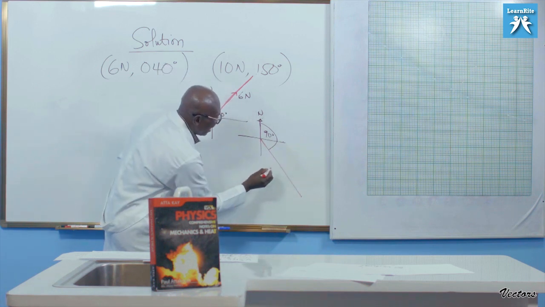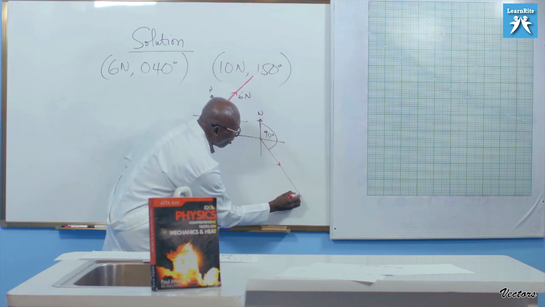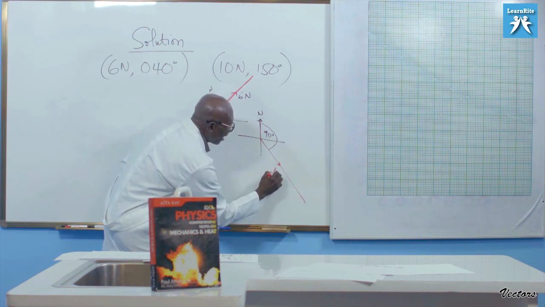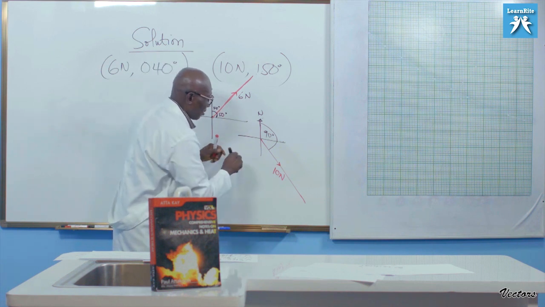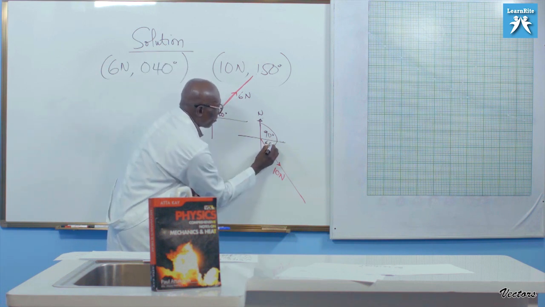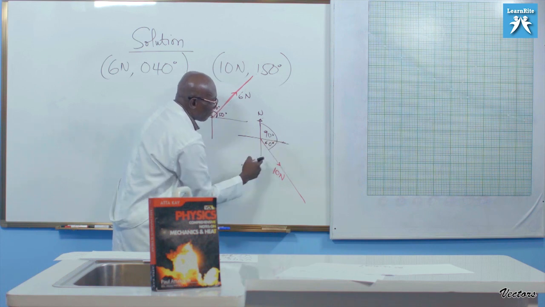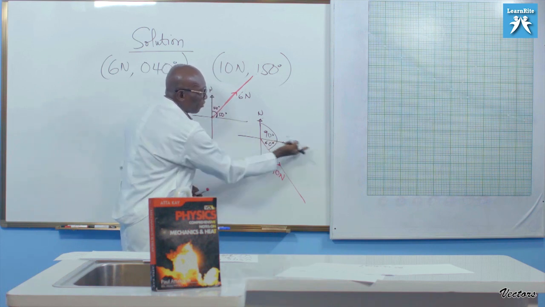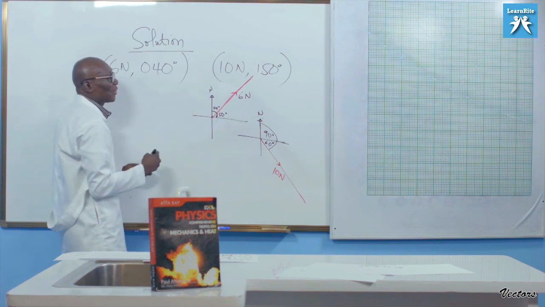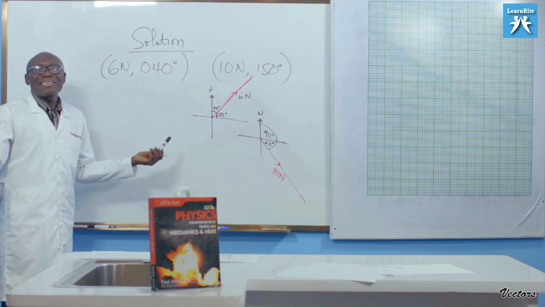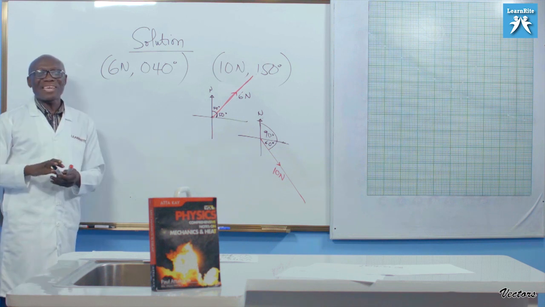My vector. And that is supposed to be a vector of magnitude 10 newtons. So I'm going to put a 60 here. So this vector is making an angle of 60 with the horizontal. This one is making an angle of 50 with the horizontal. The rest are all there. That is it. That's the steps to take.